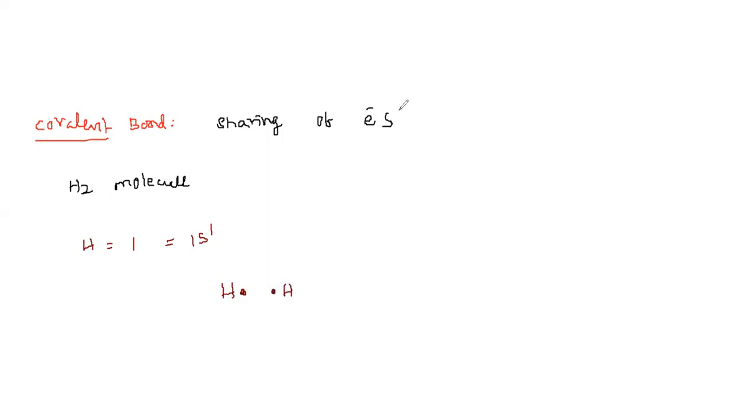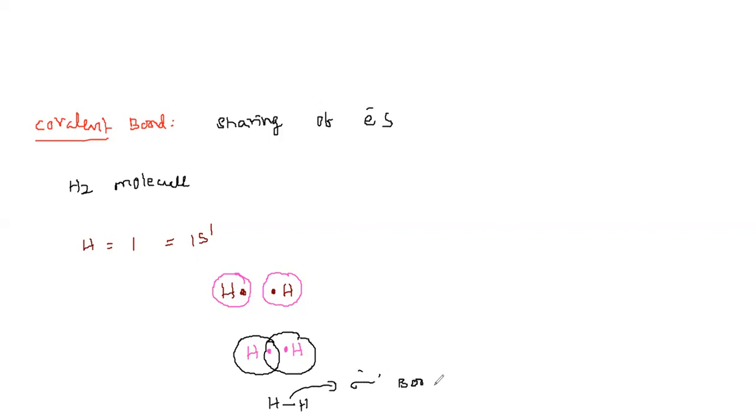For these two to form a bond, both come from the s orbital of each hydrogen, one s and one more s. So here is 1 electron, and here is 1 electron. Finally, this electron and this electron overlap, and this we call a sigma bond.